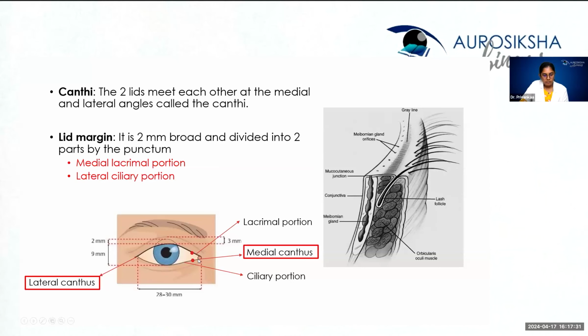The part which is present inside the lacrimal punctum is called the lacrimal portion, and the part which is present outside the punctum is called the ciliary portion. As the name suggests, cilia means hair. So the ciliary portion of the eyelid margin will all have the eyelashes.